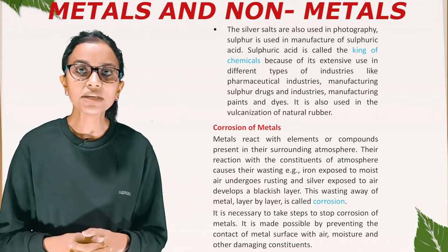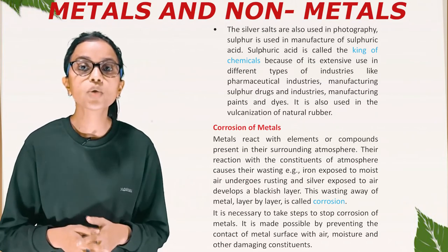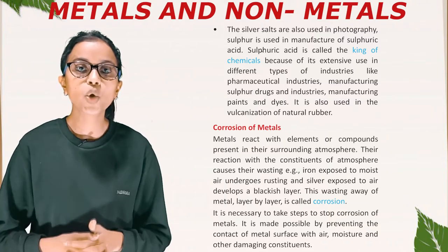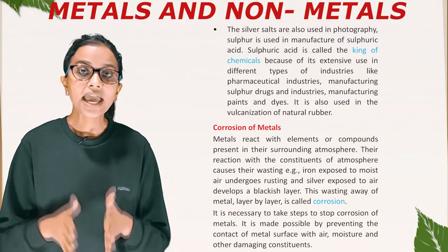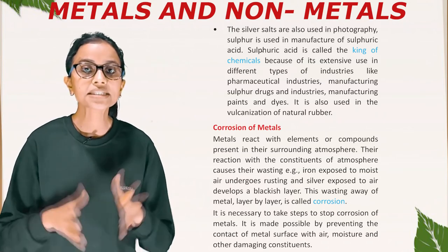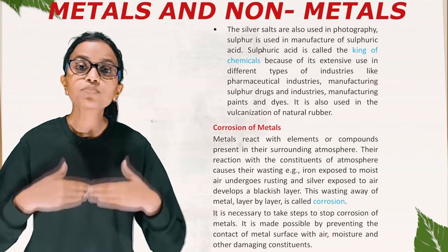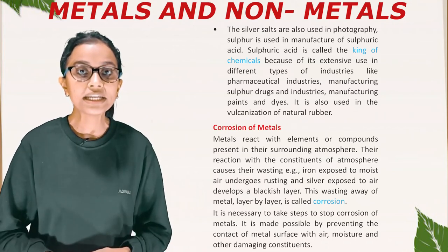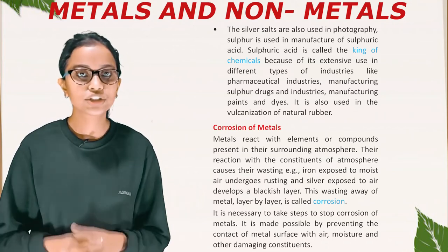Corrosion of metals. Metals react with elements or compounds present in their surrounding atmosphere. Their reaction with the constituents of atmosphere causes their wasting. Example, iron exposed to moist air undergoes rusting and silver exposed to air develops a blackish layer. This wasting away of metal layer by layer is called corrosion.